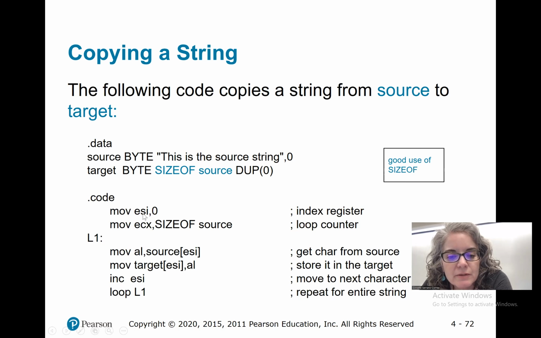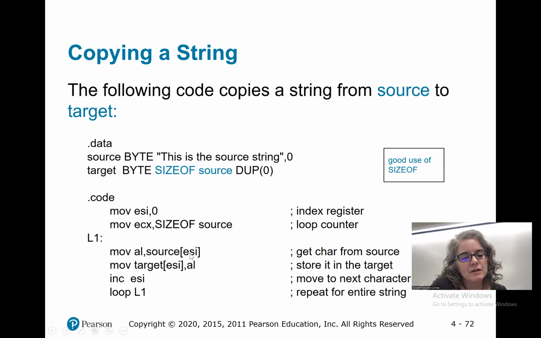They move 0 into ESI, which is our index register. They get the size of source, move it to ECX, so this is going to be a loop counter. So it's going to loop through each character. So whatever this size is, let's say it's 20, 30, whatever characters are here, that's going to be the ECX counter. Then it's going to take source, ESI, so get the character from source, and move that into AL.